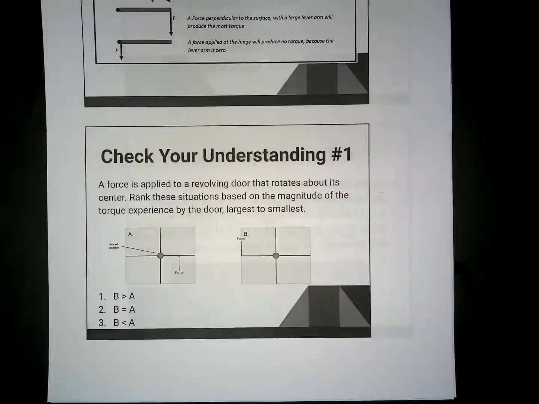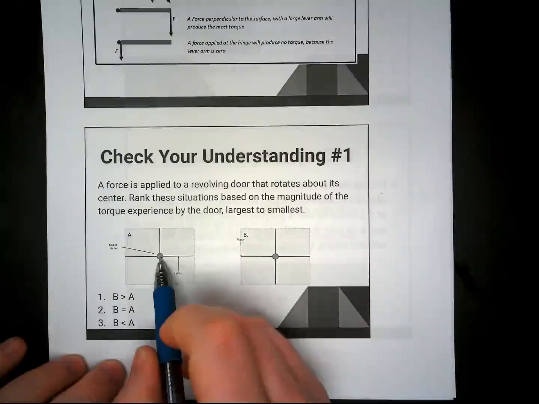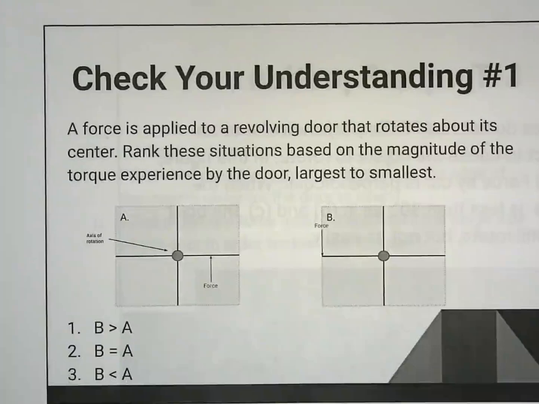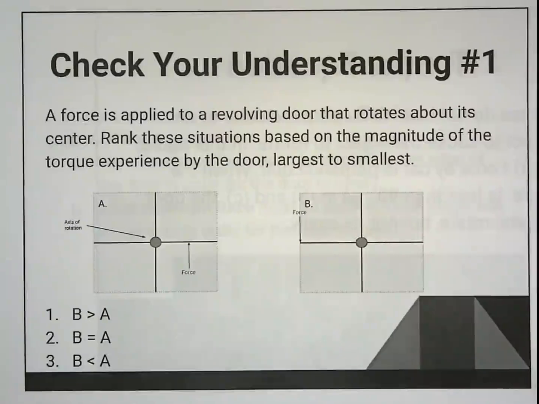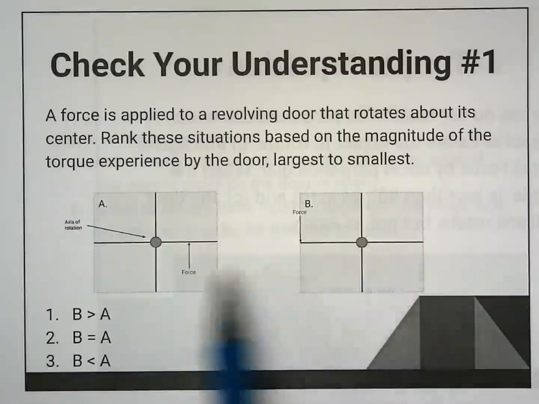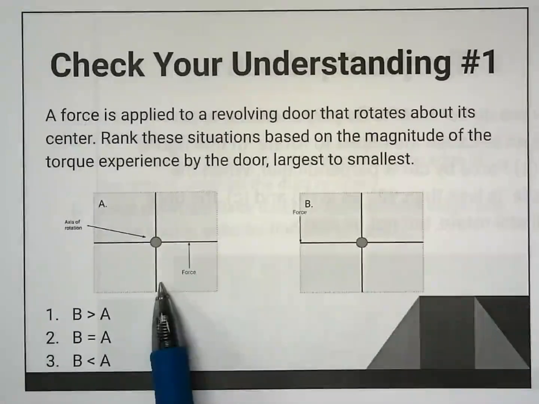So check your understanding number 1. A force is applied to a revolving door that rotates about its center. Rank these situations based on the magnitude of the torque experienced by the door, largest to smallest. So here we've got the axis of rotation right here. Actually, I'm going to zoom in just a little bit so we can have a better look at what we're doing. So I've got the axis of rotation right here for this door, and then also this door. So for this door, it's going to be moving counterclockwise.